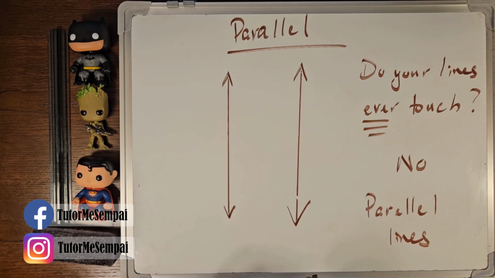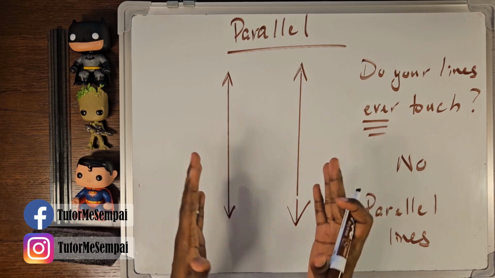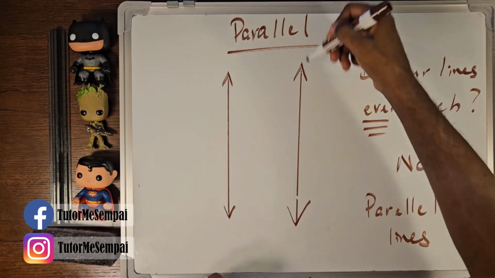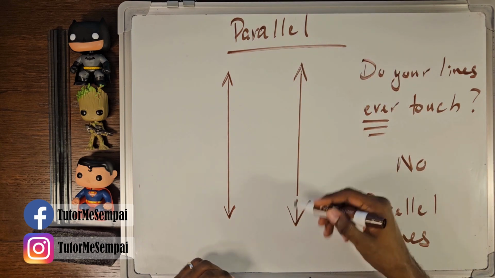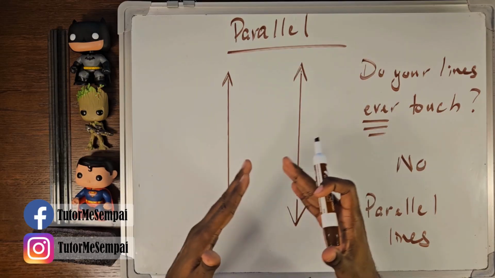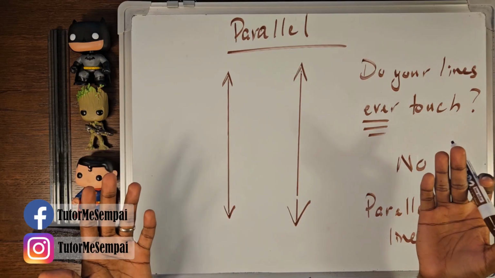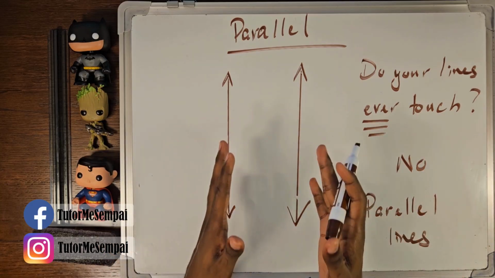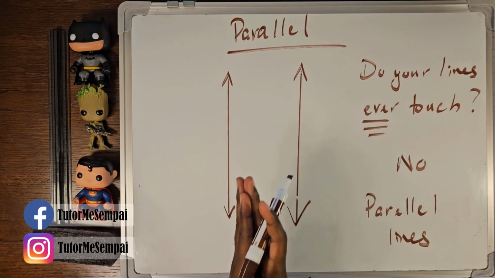So looking at these two lines, will these lines ever touch? No. If this keeps going on and on over here, and this keeps going on and on over here, and that does the same, will they ever get to touch? No, they will not. So they don't touch now, and they never will. So these are going to be parallel lines.